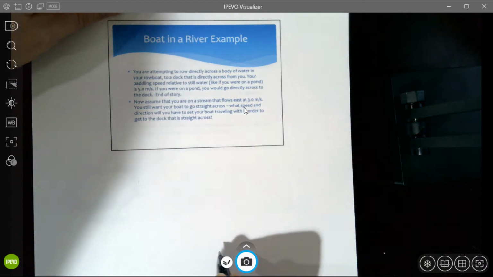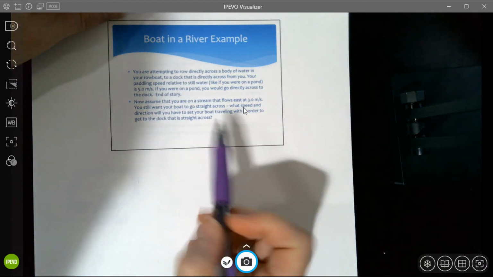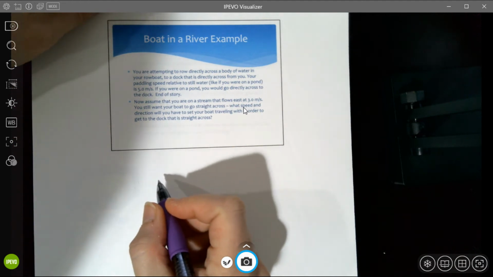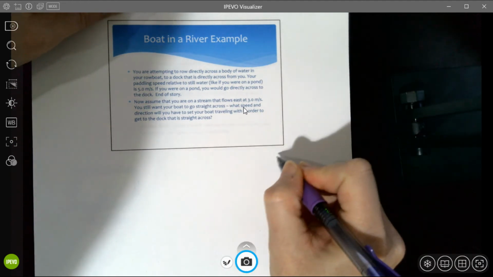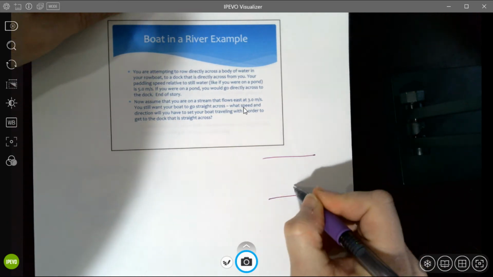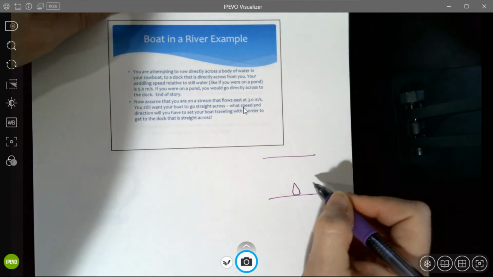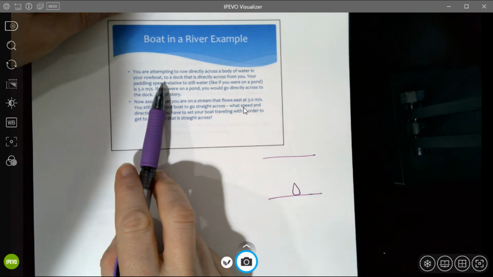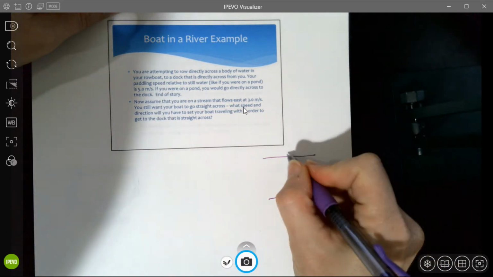Okay, guys, we are going to try this problem. You are attempting to row directly across a body of water in your rowboat to a dock that is directly across from you. So there's a dock somewhere, and you're over here, and you're going to point your boat in that direction. And you want to get to the dock that's right here.